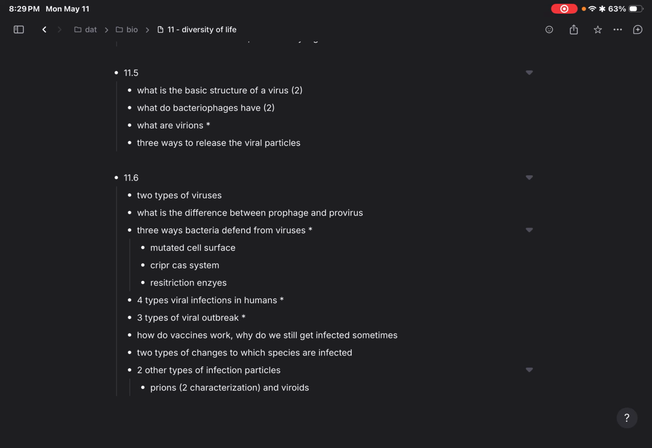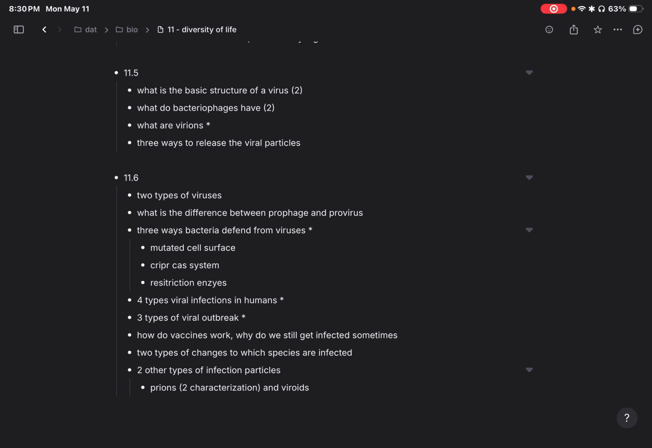Three ways to release the viral particles: budding, exocytosis, and apoptosis. What is the difference between prophage and provirus? Provirus is for eukaryotes, prophage is for prokaryotes. Three ways for bacteria to defend from viruses. You've got CRISPR-Cas, which is kind of like vaccines for bacteria. Then you've got a mutated or evolved cell membrane, so it'll deny it from entry, and then what was the other one?